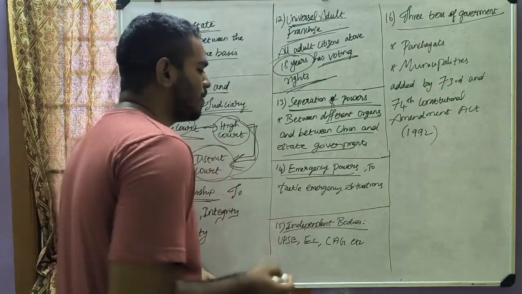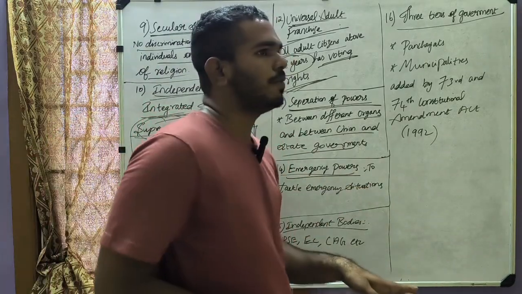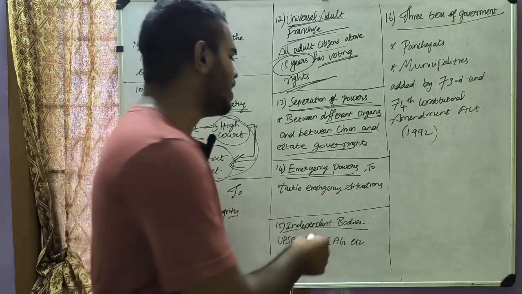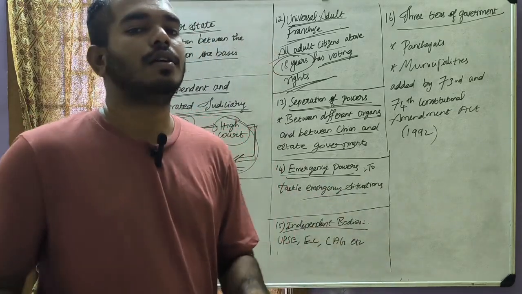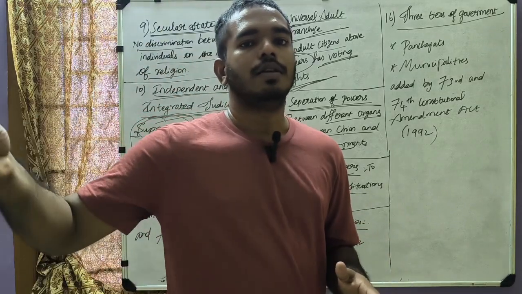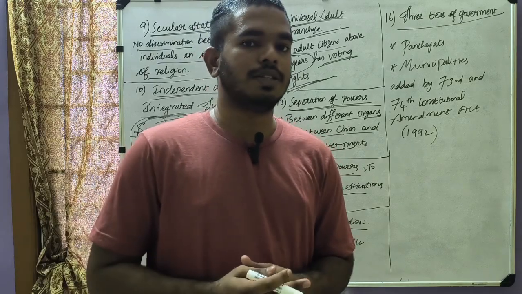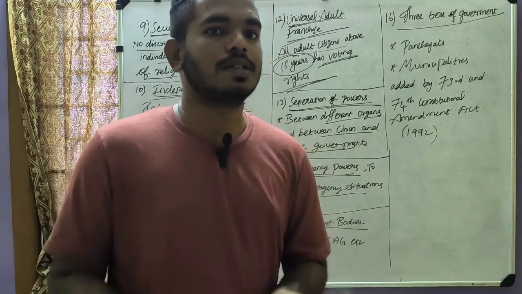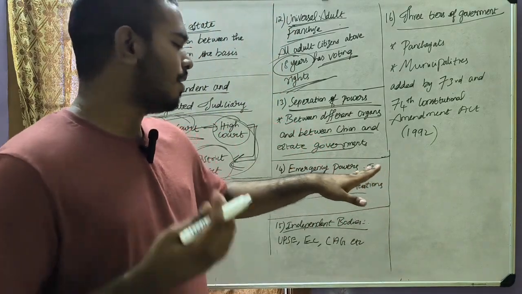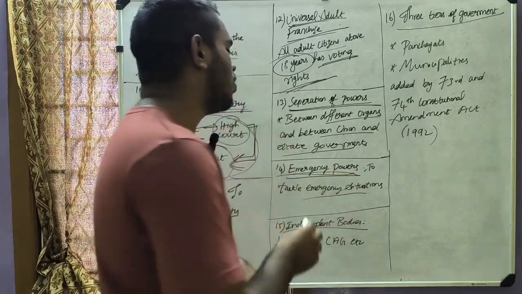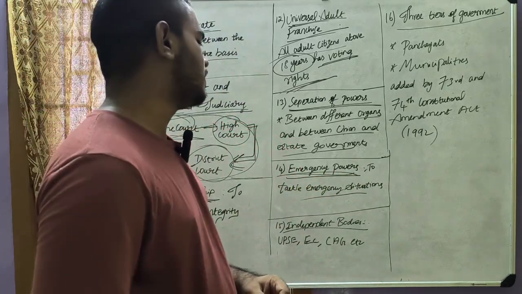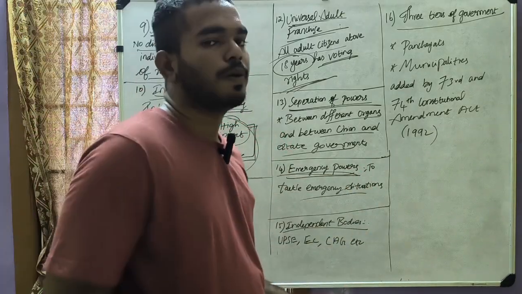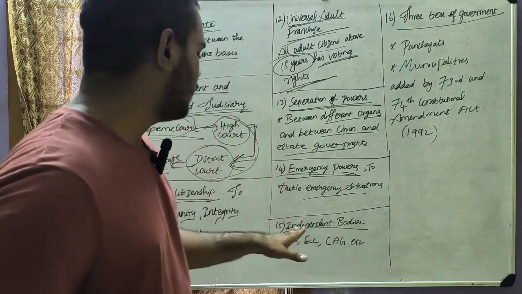Next is the emergency power. This emergency power is to tackle emergency situations like war or other external emergencies or other dangers. During such times, the government uses these emergency powers. We are going to see emergency powers in detail in further videos.